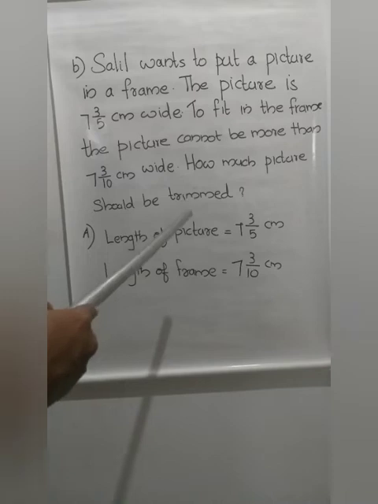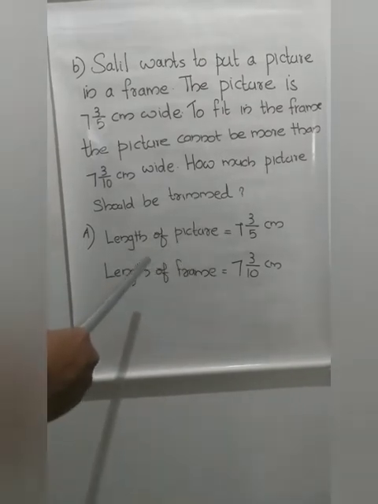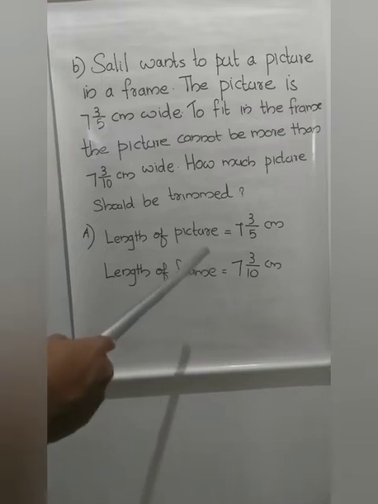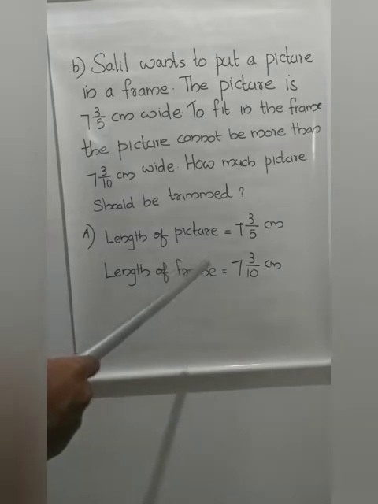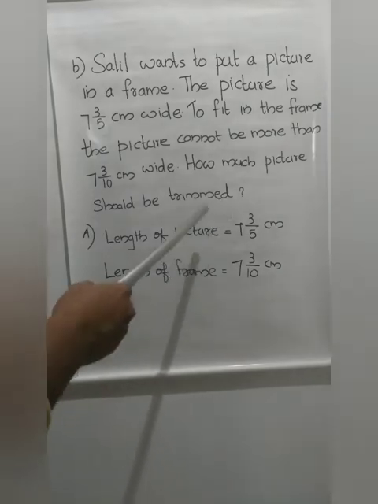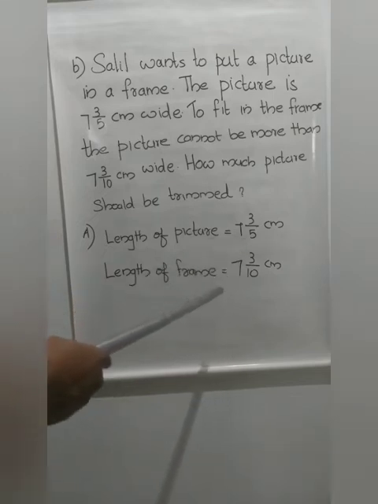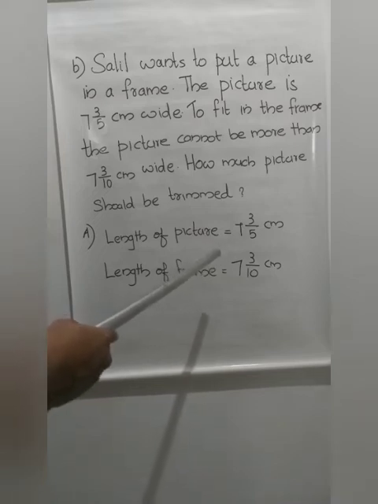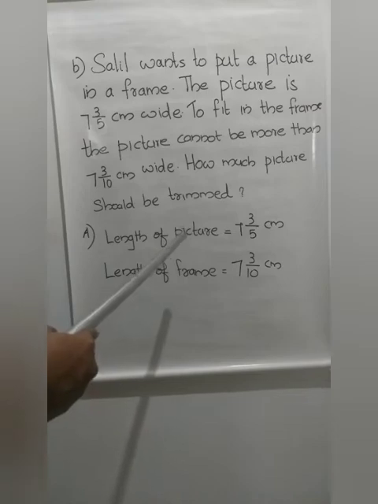For that, first we should find out whether the length of the picture or the length of the frame is greater. By looking at the mixed fractions, we cannot say which is greater. For that, first we convert the given mixed fractions into improper fractions. After that, they are unlike fractions. We convert them into like fractions and compare which is greater. Then only we can find out how much can be trimmed out.